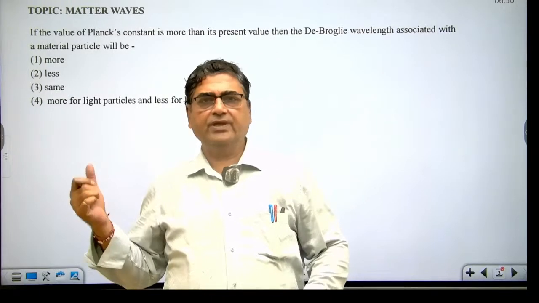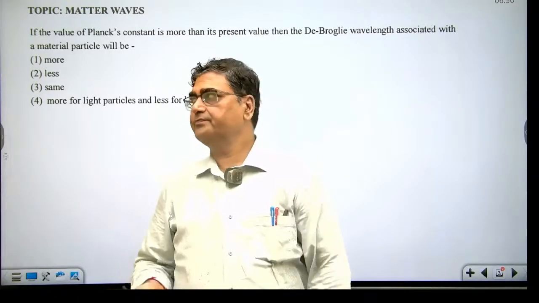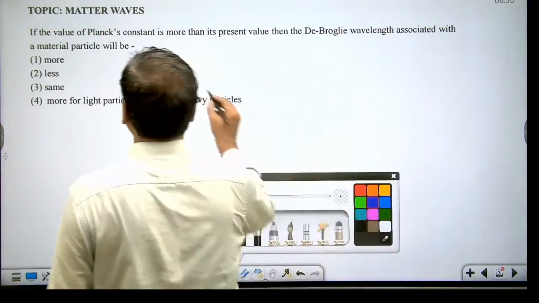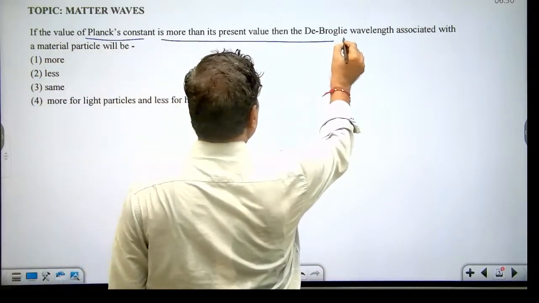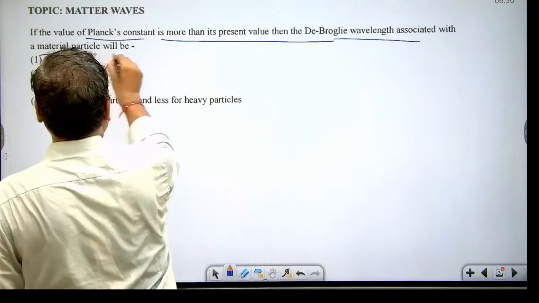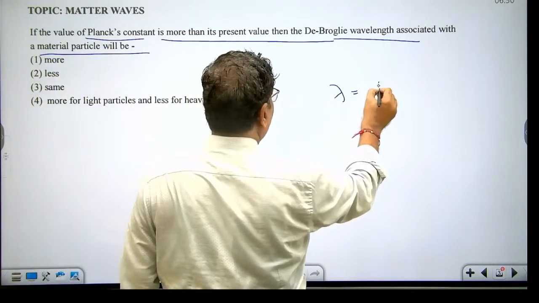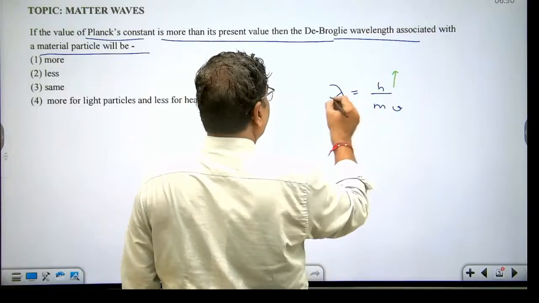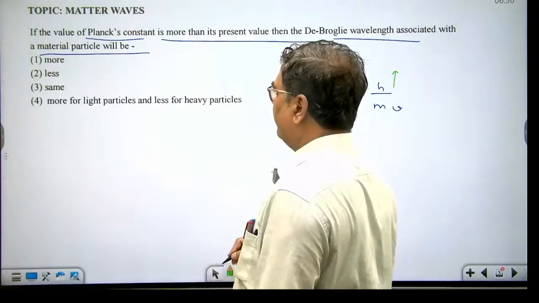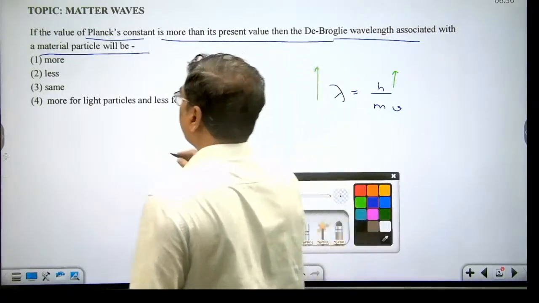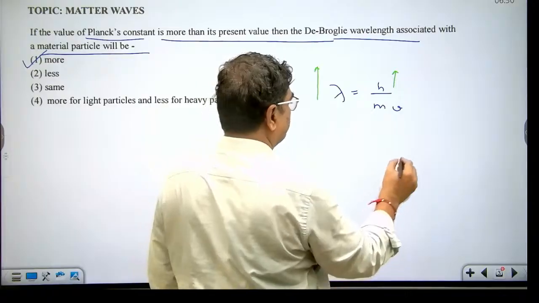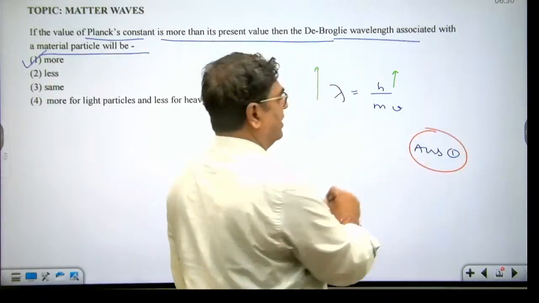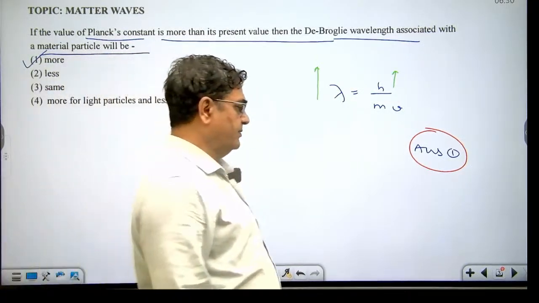Hello students. Today we are going to solve problems in matter waves. If the value of Planck constant is more than its present value, the de Broglie wavelength associated with a material particle will be. Dear student, de Broglie wavelength is h upon mv. If Planck constant is more, then definitely de Broglie wavelength will be more. So out of 4 choices, the correct choice is option 1.